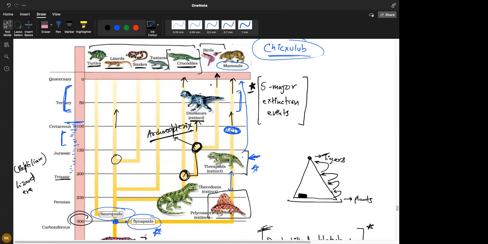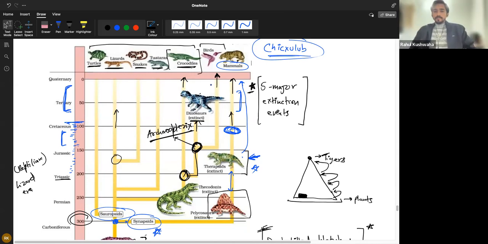But sir, the same question comes: if it is in one place, how does it affect the dinosaurs of the other places? Exactly. We're coming to that.